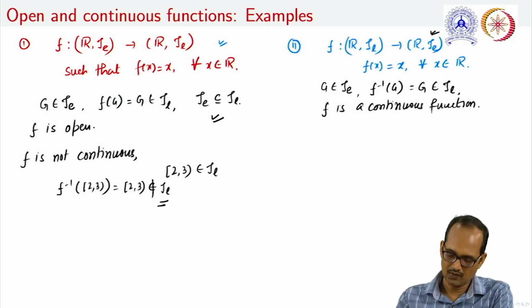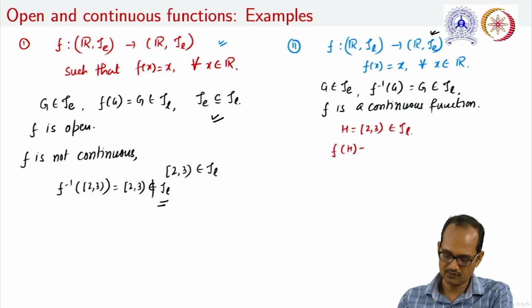But if we are taking an open subset of R, that is this semi-open interval [2, 3) again, this belongs to this lower limit topology, but f(H) is equal to H, that is the semi-open interval [2, 3), which does not belong to this Euclidean topology, therefore f is not open.